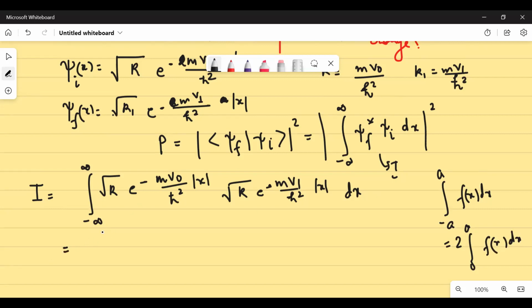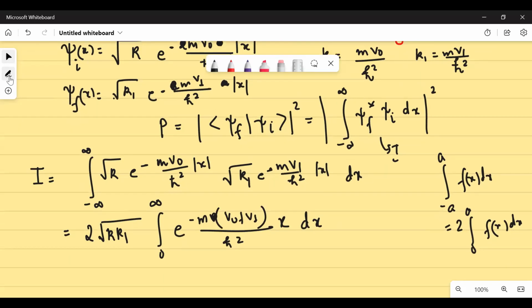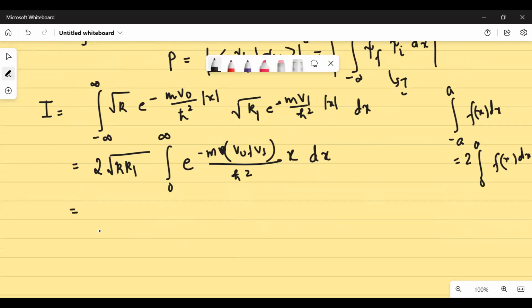So what I would do is simply take 2, and this will be root over k into k1, and this will be from 0 to infinity. This will be e to the power minus m (V naught plus V1) upon h bar squared. And since 0 to infinity is there, you can write modulus of x as simply x, dx. Okay, is that clear to you? So overall, this becomes, I will write it as 2 times root over k into k1.